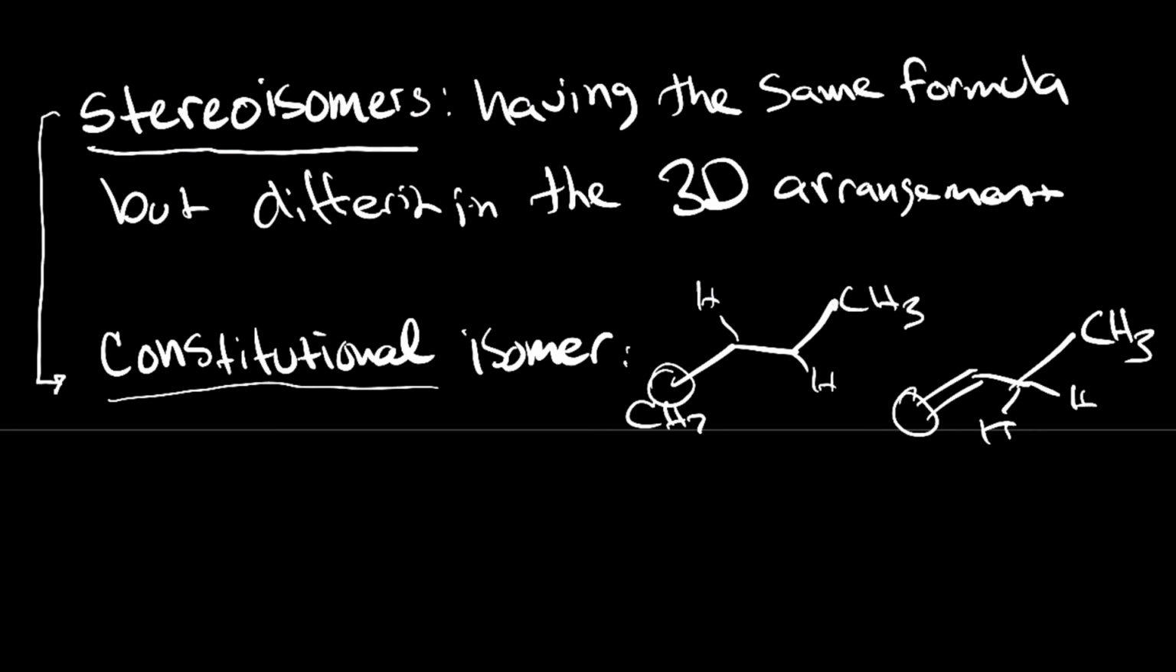Let's go back to this one. In this system, this carbon has two carbons attached to it and one hydrogen, whereas in this case it has two carbons attached to it and two hydrogens. So that carbon is obviously connected differently. It has a different number of connections, which makes it constitutionally different.